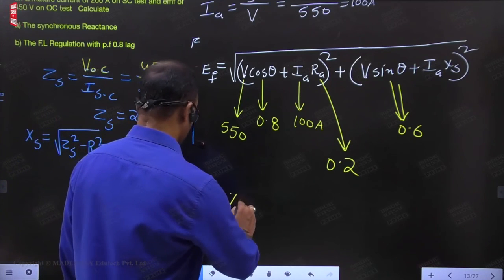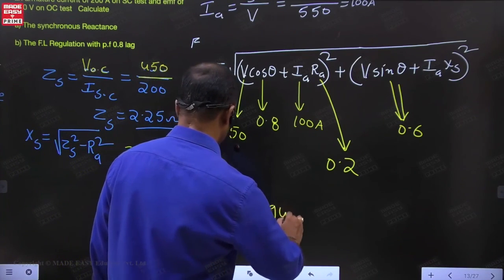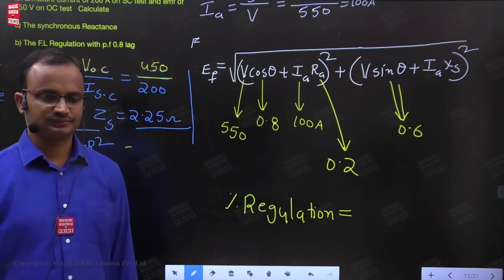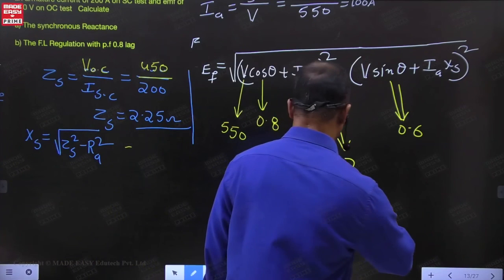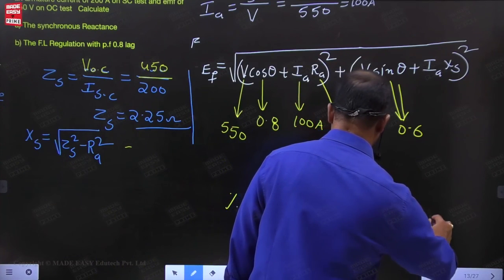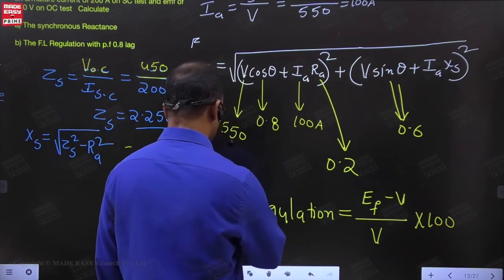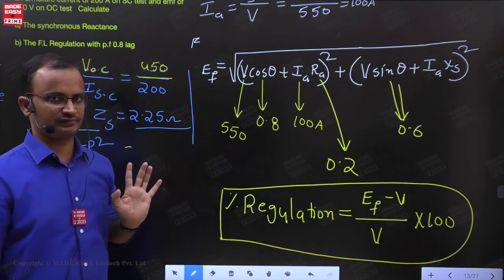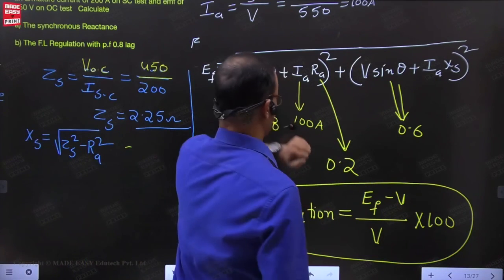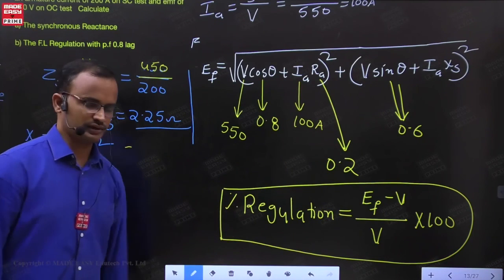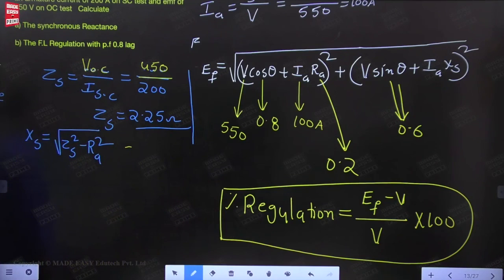After finding induced voltage, can you find regulation? Regulation formula क्या है? EF minus V. Do the calculations. From this, by simplifying, we got the EF value. This V value पता है आपको? V is 550. Check करो. Find the regulation.